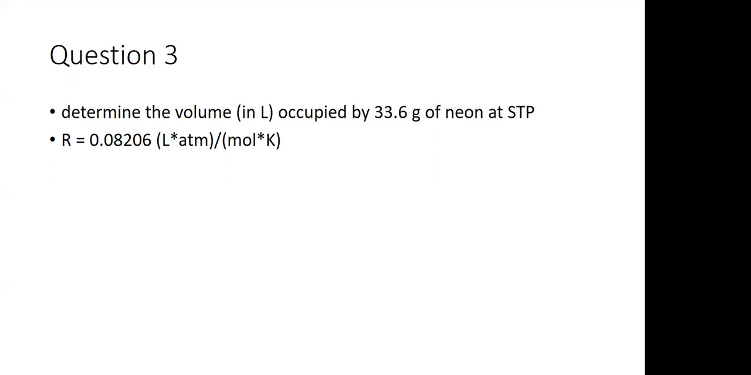So let's try this question out. What is the volume of 33.6 grams of neon at STP? Again, STP. And I give you the gas constant. So please determine the volume of 33.6 grams of neon. I'll give everybody a minute or two to figure that one out. Hint, hint, if you do not have a periodic table out, this question is going to be a little bit difficult.